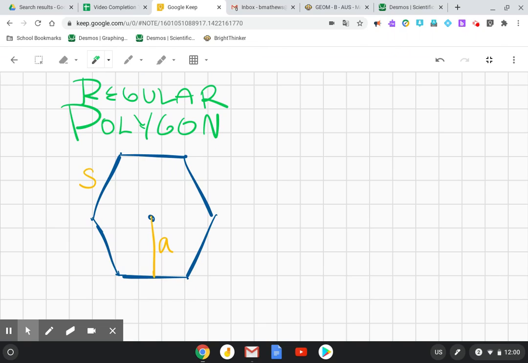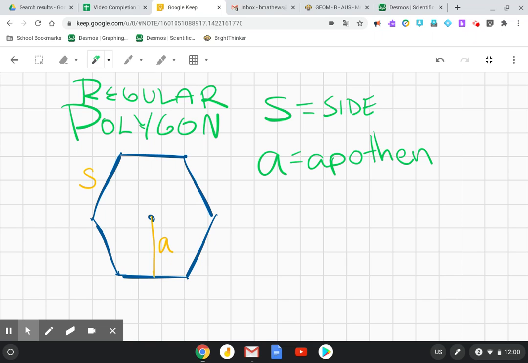Regular polygons are polygons where all of the sides have the same length. And when that happens, we can use some formulas to help us find the area and perimeter. The only two dimensions that you're going to need are the s, which is the side length, and the a, which is called the apothem, the length that goes from the center of the figure directly to one side, forming a right angle.